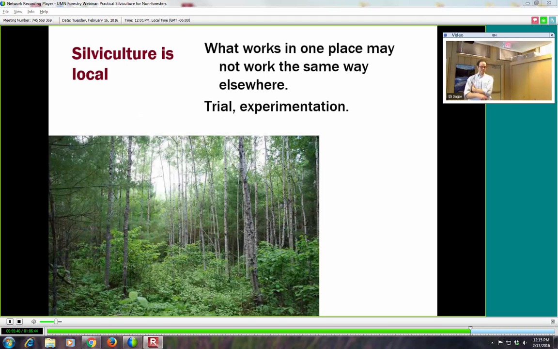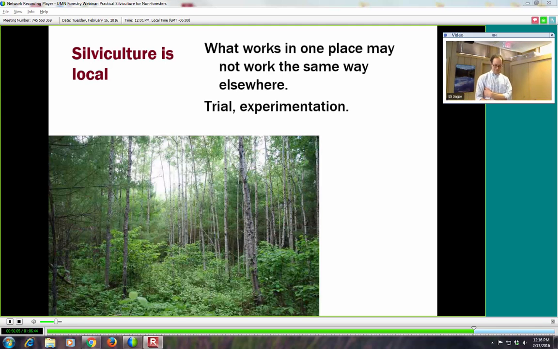A couple of other quick thoughts, and I have seen a couple of questions coming in, so I will leave time for those. Silviculture is really very local. What works in one place may not work the same elsewhere. There are differences in silvics among species, differences in the moisture environment, presence or absence of other competing vegetation, and so on. And so really silviculture involves a high level of experimentation.